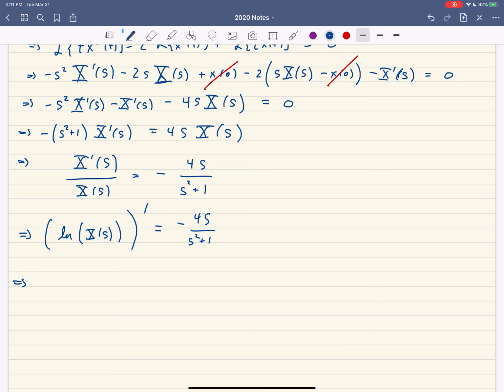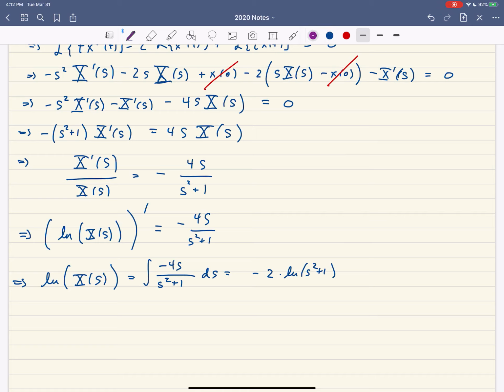So integrating both sides means that we're going to have natural log of capital X, and the integral of the right side, so the integral of negative 4s over s squared plus 1 is going to be negative 2 times the natural log of s squared plus 1.